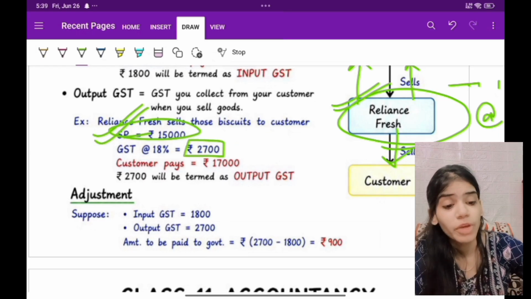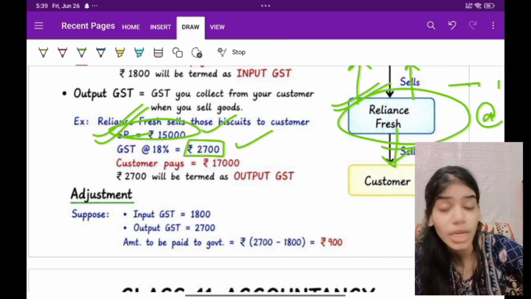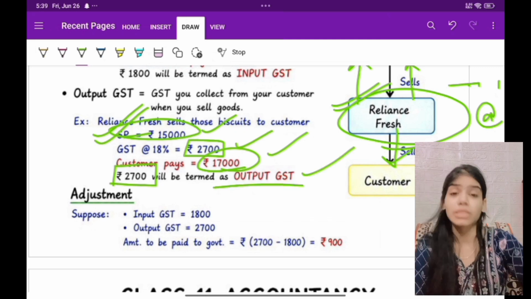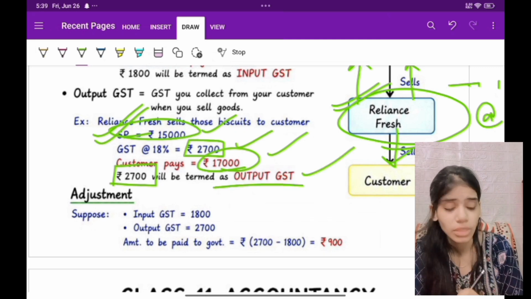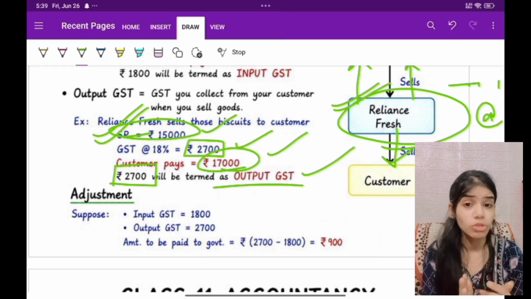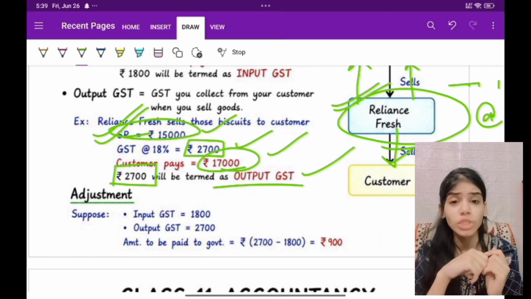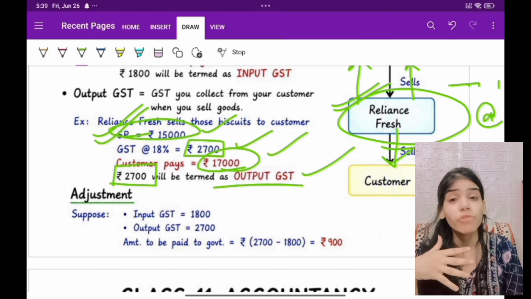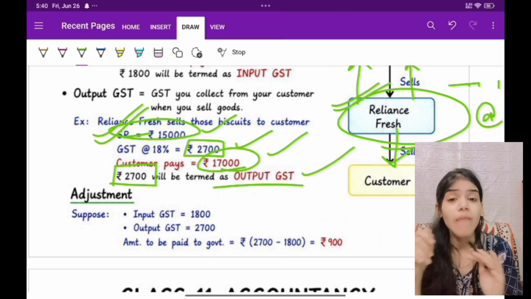Now the customer will pay 15,000 of selling price and 2,700 of GST, that is 17,700 in total. Now this 2,700 will be treated as output GST because this is the GST which the company has collected from the customer on selling of goods and services. For instance, we are a company and we are buying goods from the manufacturer. While buying goods from the manufacturer, we have to pay the manufacturer the amount of GST, and that amount of GST will be known as input GST. But when we sell the same goods to the customer, we will collect the GST amount, that is 18%, from the customer. That will be known as output GST.